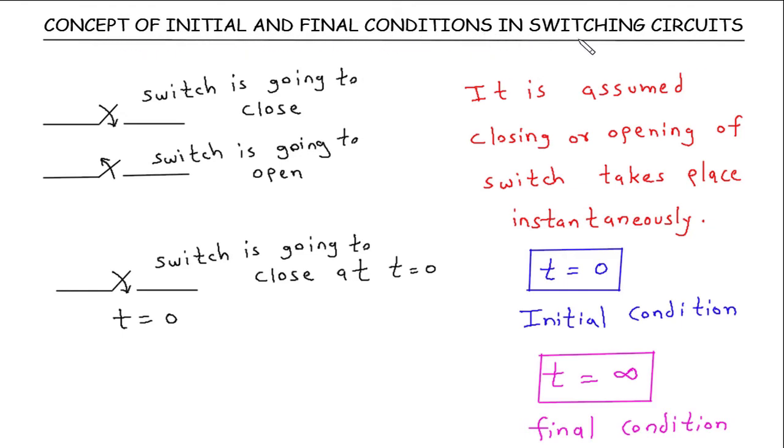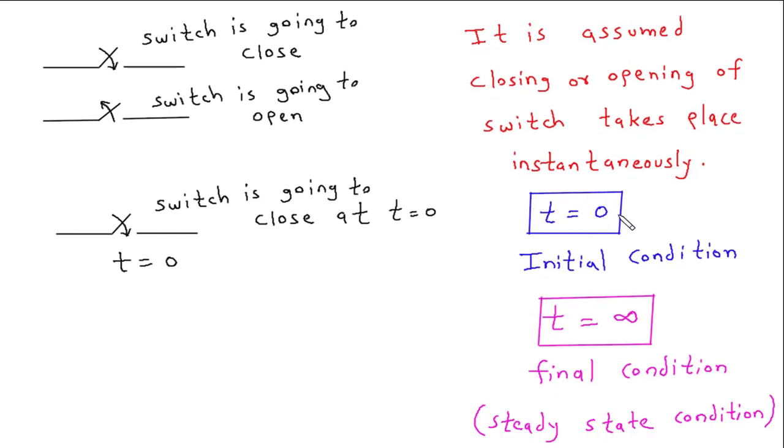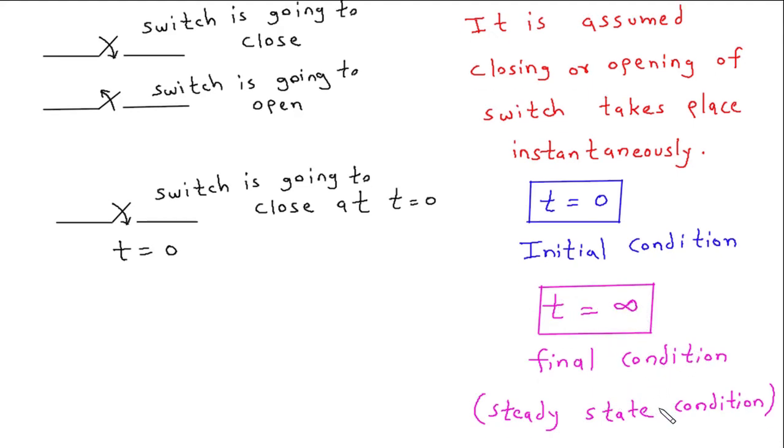Concept of initial and final conditions in switching circuits. This arrow represents the switch going to close, and this arrow represents the switch going to open, and t equal to 0 represents the switch closing at t equal to 0. It is assumed that closing or opening of the switch takes place instantaneously. t equal to 0 represents the initial condition and t equal to infinity represents the final or steady state condition.